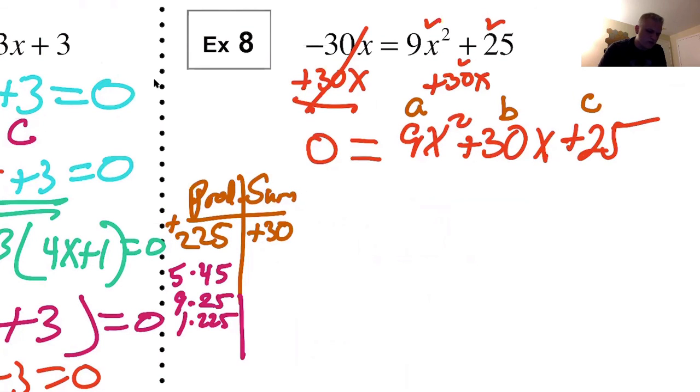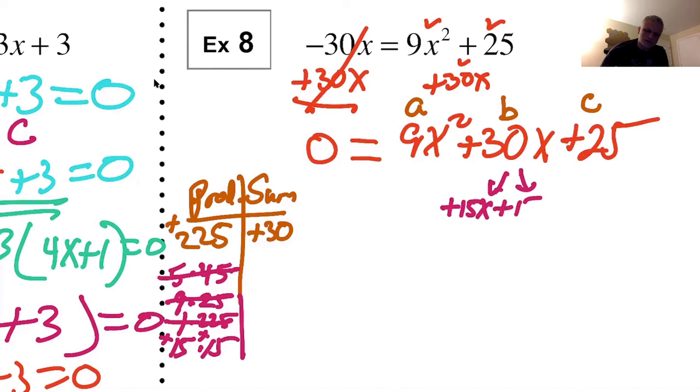My sum has got to be the middle term, which is 30. So like 1 and 225, I'm not going to add them to get 30. 5 and 45, I'm not going to add them to get 30. 9 and 25, I'm not going to add them to get 30. 225 is actually 15 times 15. So positive 15, positive 15. So if I replace 30x with positive 15x plus positive 15x, that product is going to be 225, and that sum is going to be the 30. That's the main thing. The sum has to be 30.